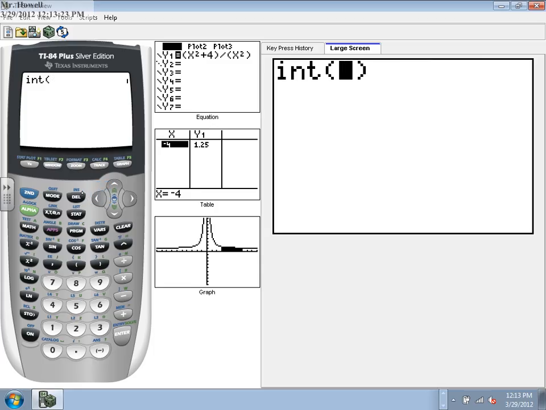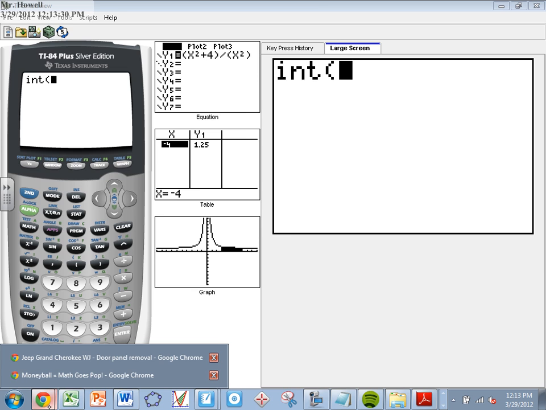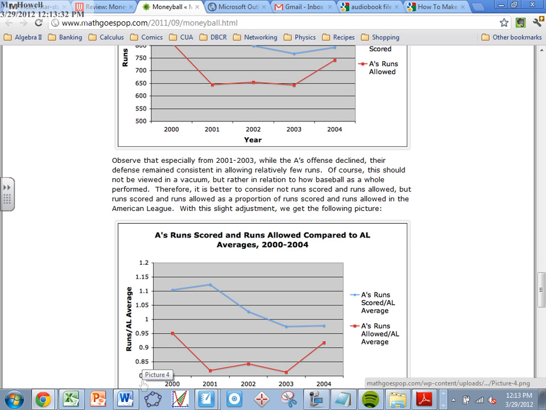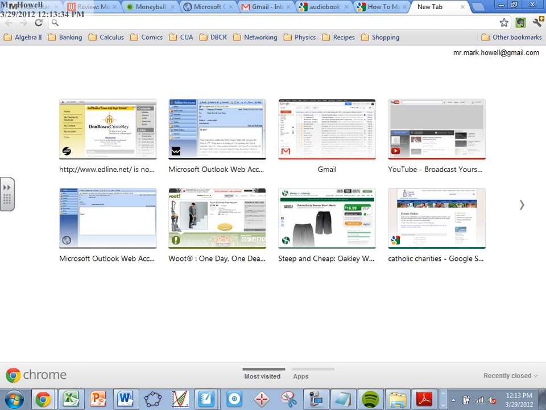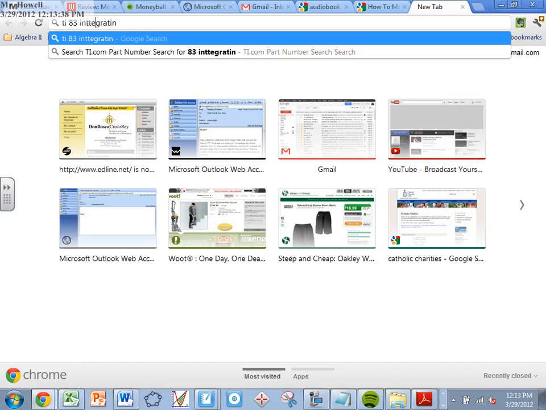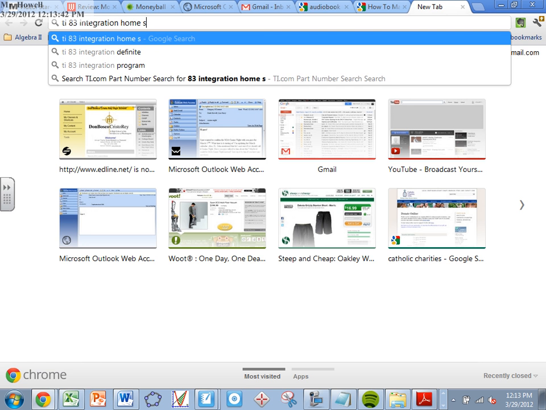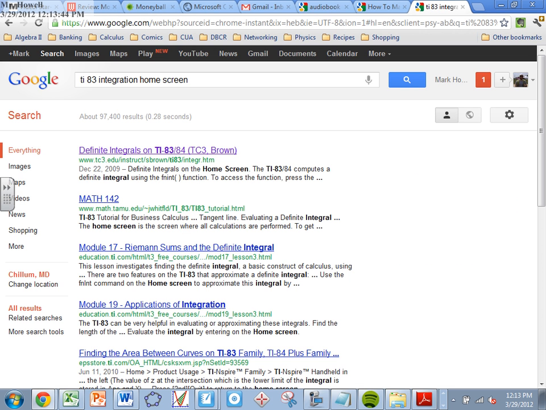Okay, so let's make believe. You know, it's not make believe. I forgot how to do this. Okay, I did this so long ago. I always use the graph anyway. Wait, what did I do? So let's say I wanted to figure it out. Moneyball. Okay, let's say I wanted to figure it out. TI-83 integration. Oops. Integration. Home screen. Because it's probably going to give me the way to do it without the home screen. So let's click on this.